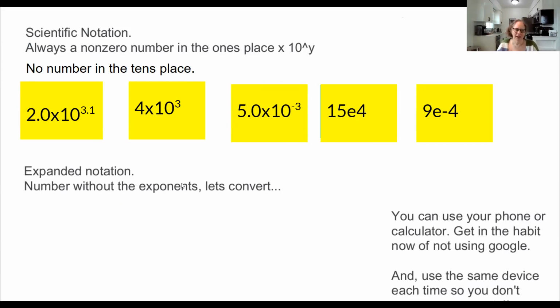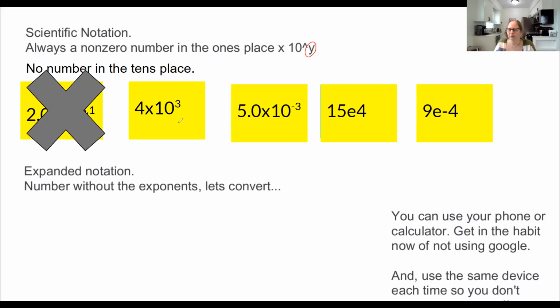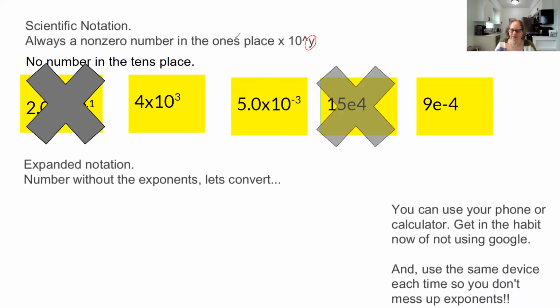Okay. So that guy over there is not in the correct place because my Y value, what was in the exponents, was a 3.1. That is improper. You have to have an actual number in there. So that does not count. And the other one that does not count is this guy because he had 15. He had a 1 in the tens place and a 5 in the ones place. These ones that are remaining, all of these are scientific notation.